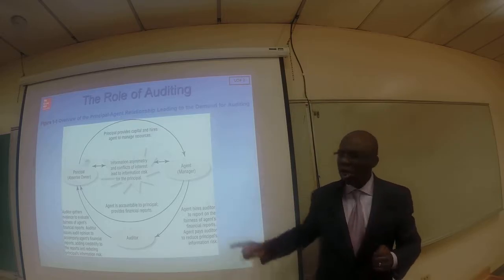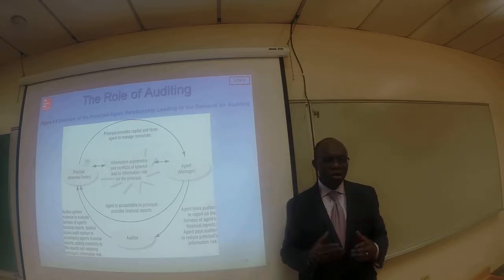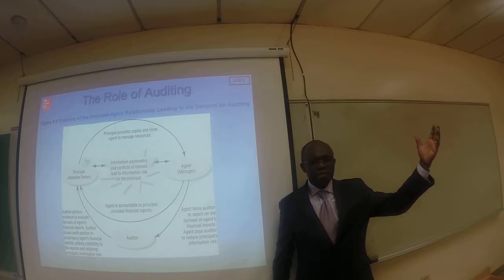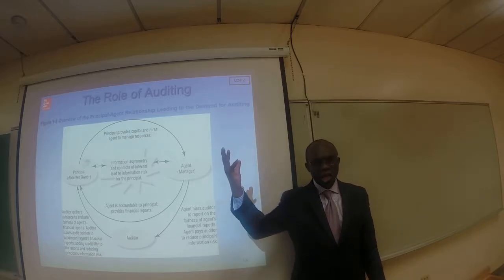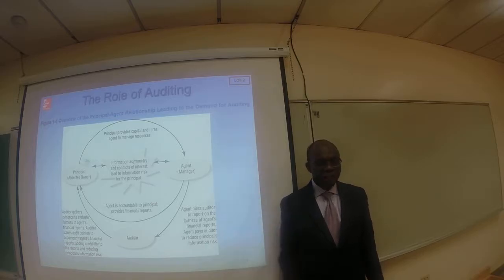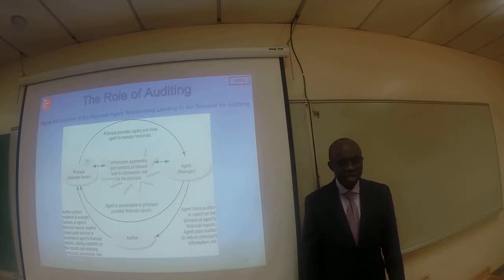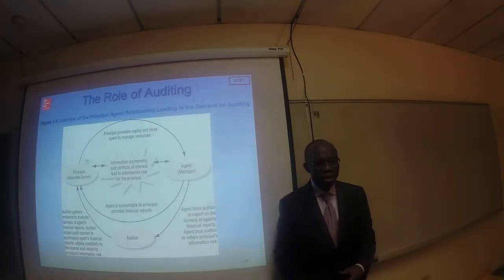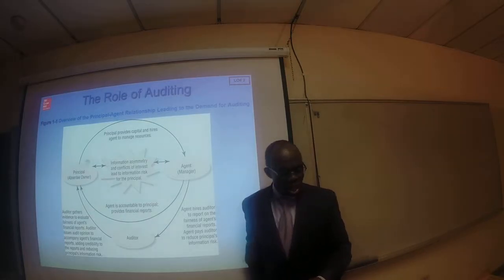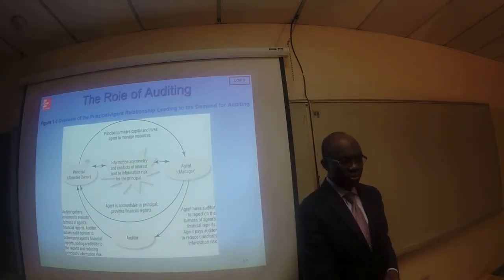Now, take a look at the middle. We have information asymmetry and conflict of interest leading to information risk for the principal. On one hand, we have the principal or the owners. They are absent. They are not involved in the day-to-day operation of the business. The agents are involved in the day-to-day operation of the business, and the agents obviously have more information than the absentee owners. So in order to bridge this gap, the auditors now have to play a very critical role.